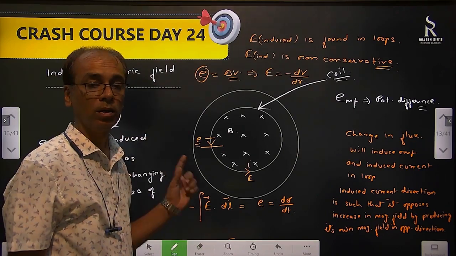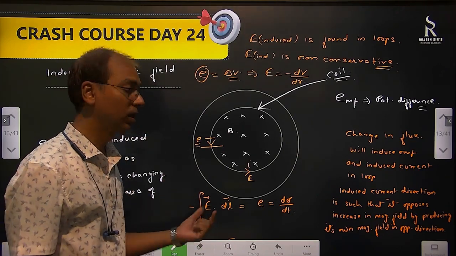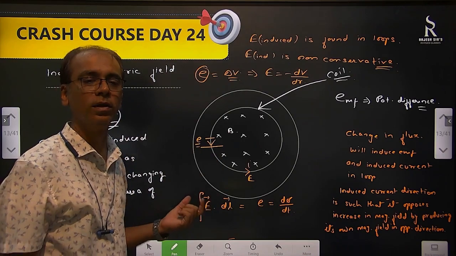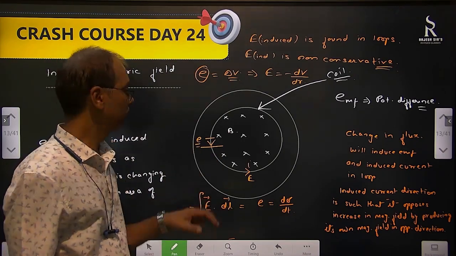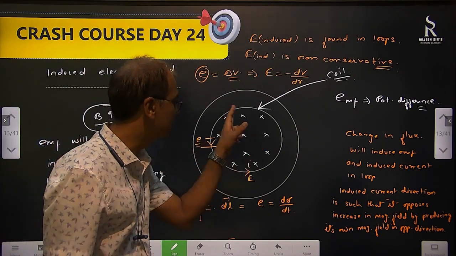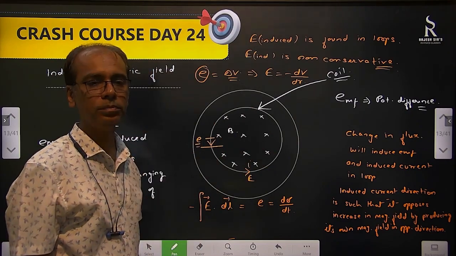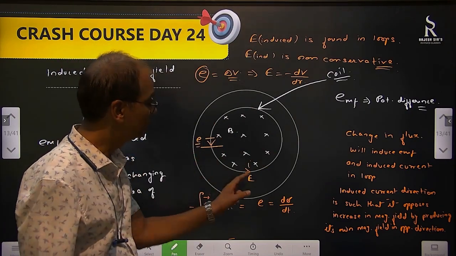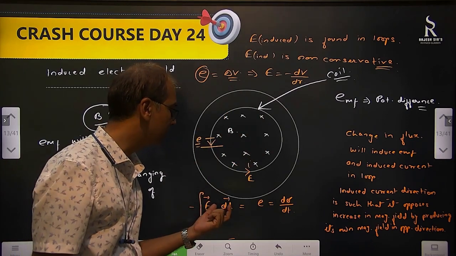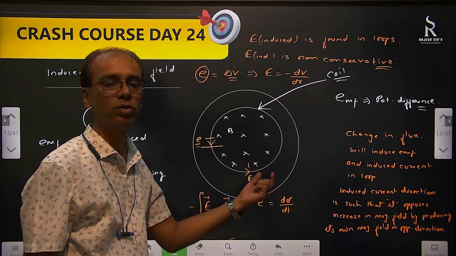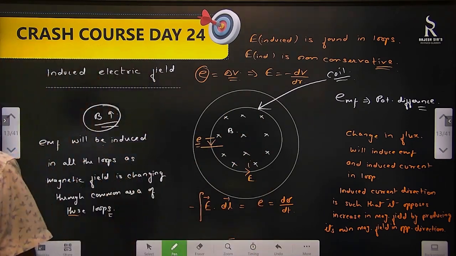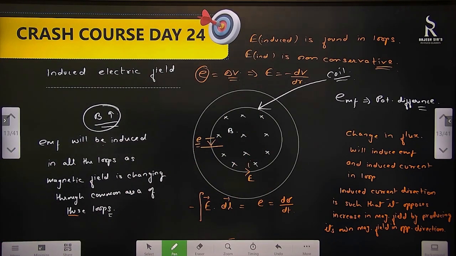Now this is what we saw in Ampere's law, B dot dl, the line integral of magnetic field. This is the line integral of electric field, because here also the electric field is tangential to this loop. So that's why this is the line integral of electric field, which is equal to the EMF induced, or the rate of change of flux. Okay, so this is how an induced electric field is produced due to a change in magnetic field.